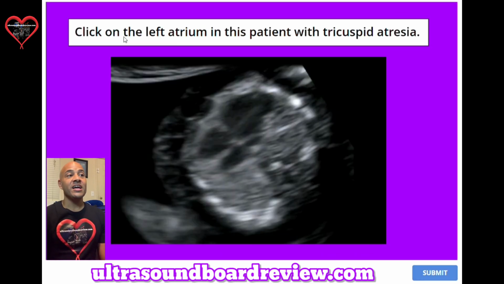Question 66. Click on the left atrium in this patient with tricuspid atresia. The answer is right here.